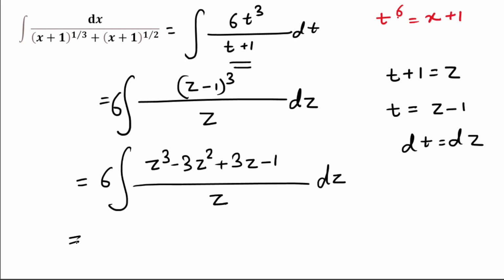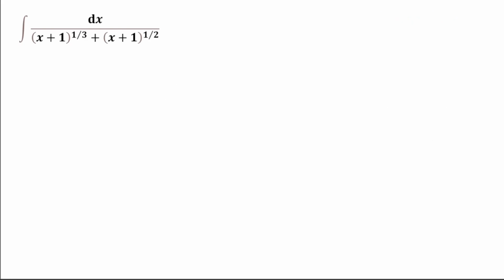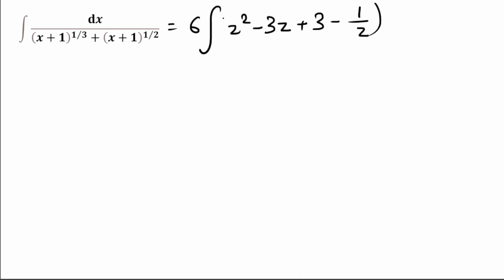Okay, now that we have this, we can finally write it in better terms, which is going to be z squared minus 3z plus 3 minus 1 by z, dz. Okay, if you write this better, it comes out to be 6 times z squared minus 3z plus 3 minus 1 by z, right? All of these terms. So if you do that, this is simple, right?